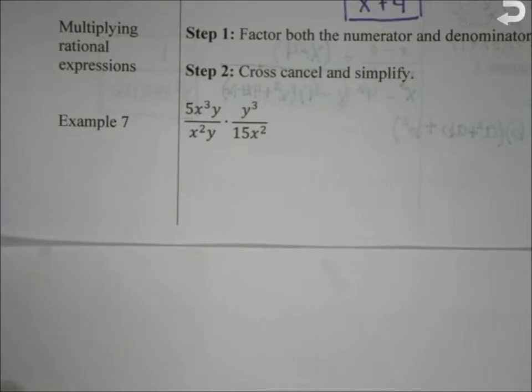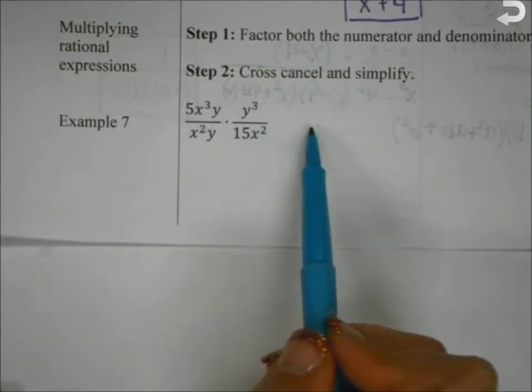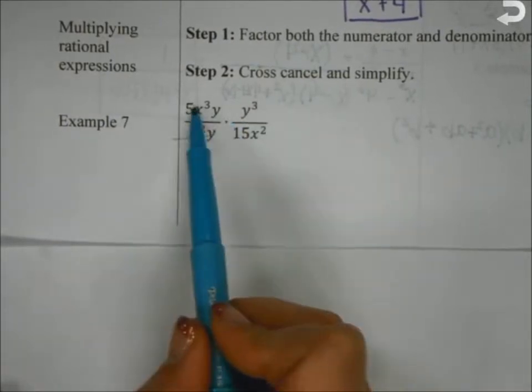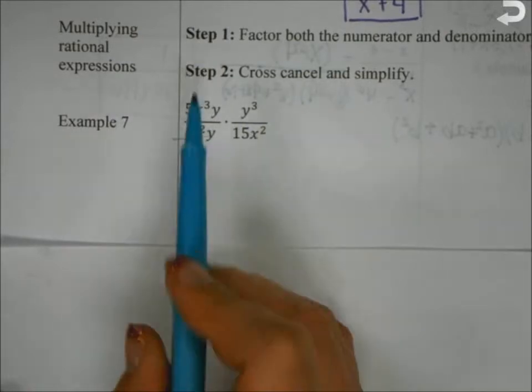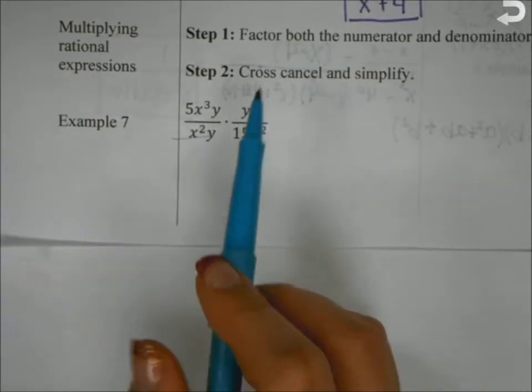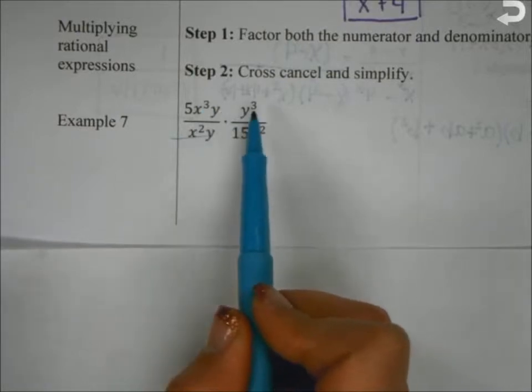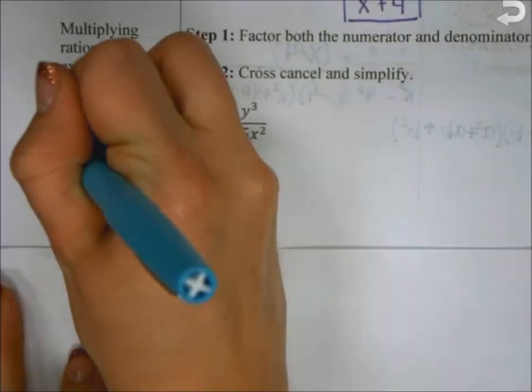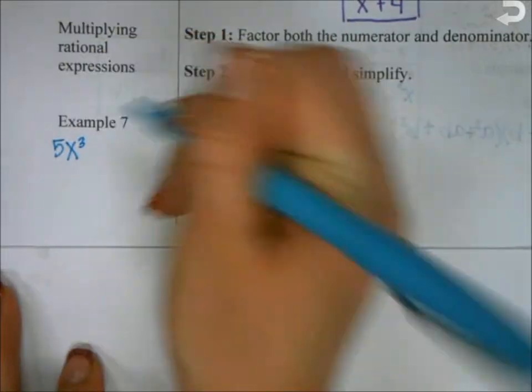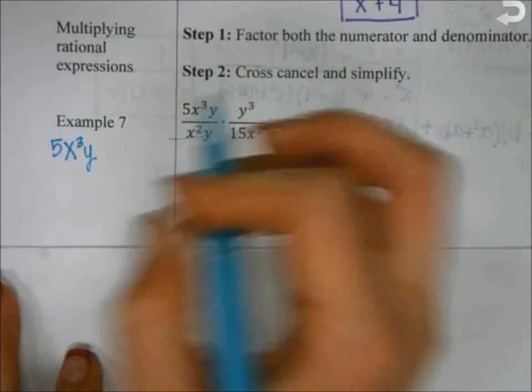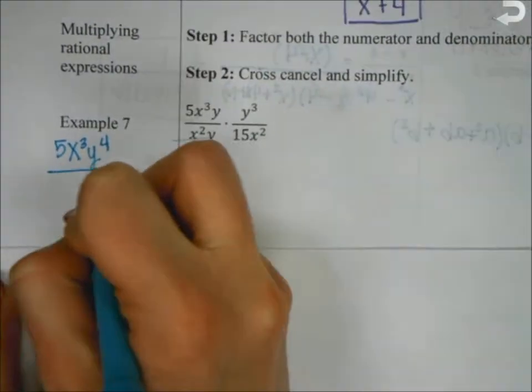So what is 5x to the third y times y to the third? It's going to give me 5x to the third y to the fourth. In the denominator, x squared y times 15x squared. That gives me 15 x to the fourth y.